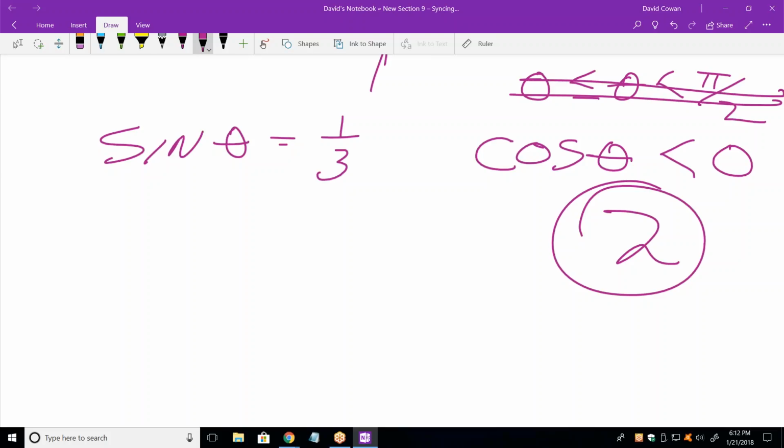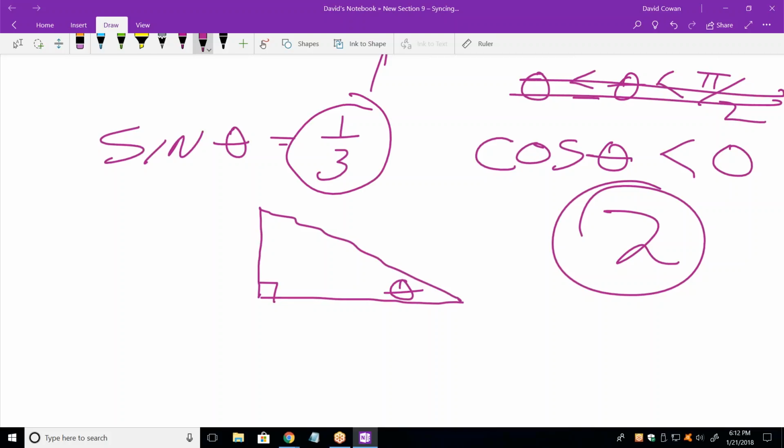Now, the key to these problems, once you've spotted which quadrant you're in, is the next step. Teachers may teach this slightly differently, but there's an easy way to do these. The easiest way is always to draw a right triangle and label theta. There's my right triangle, there's my theta. Now dimension 2 of those sides.